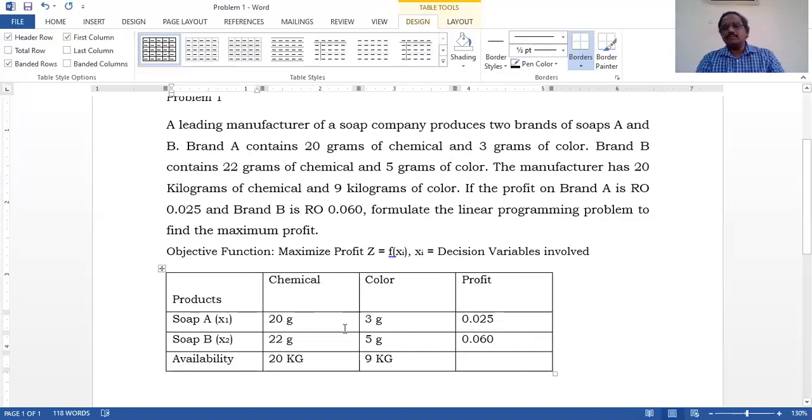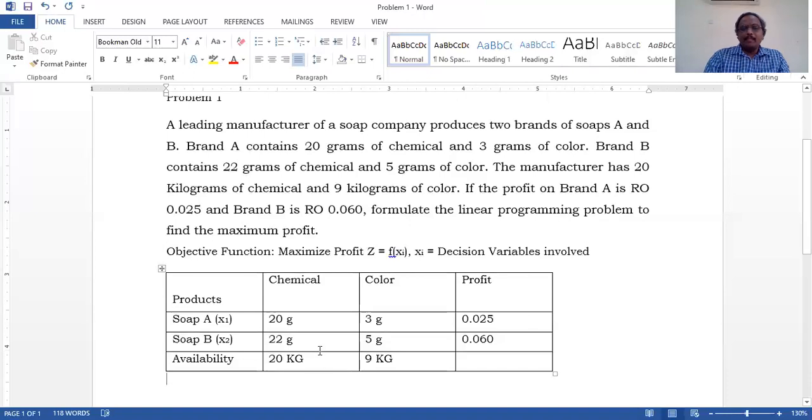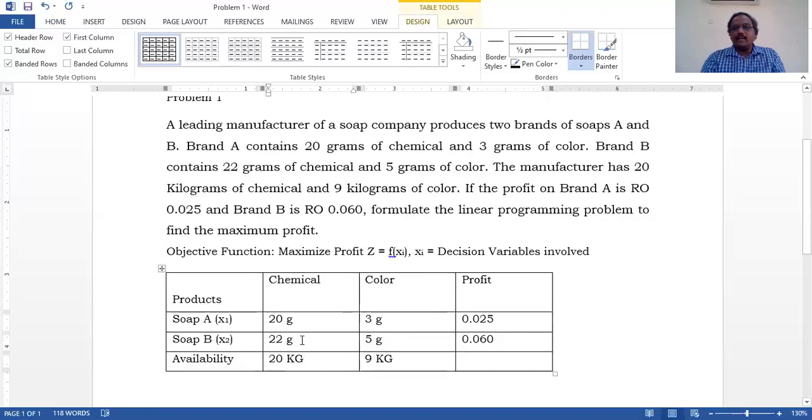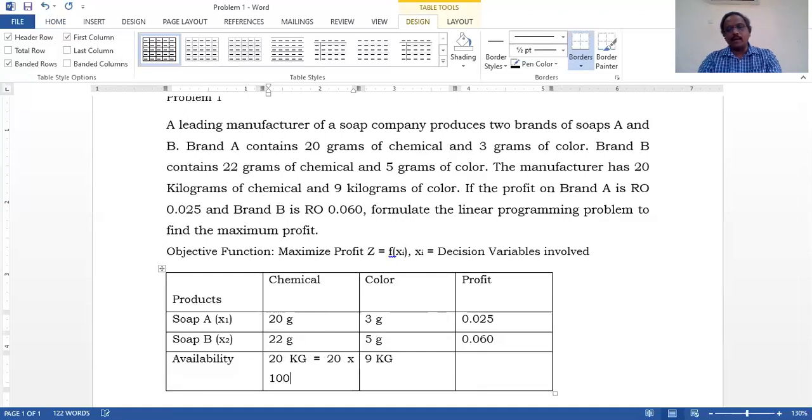We are going to form the objective function. But when we check here, this is given as 20 kilograms, but here it is given in grams. I'm going to convert all the values into one unit. When I want to convert kilograms into grams, I have to multiply by 1000. So this is 20 multiplied by 1000, which is 20,000 grams. The same idea, this is 9 multiplied by 1000, so this is equal to 9,000 grams. Now all the units are the same.